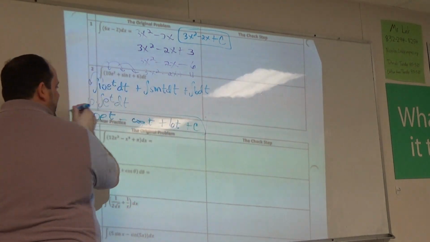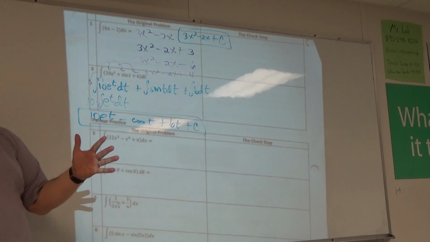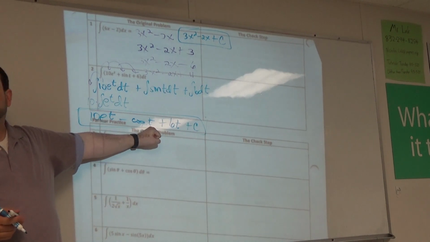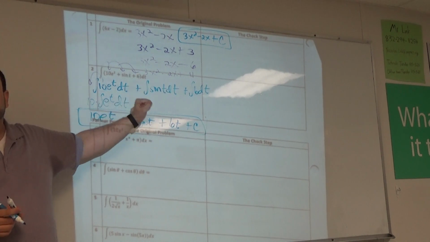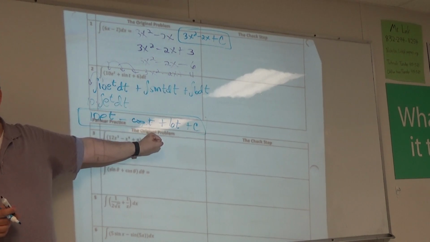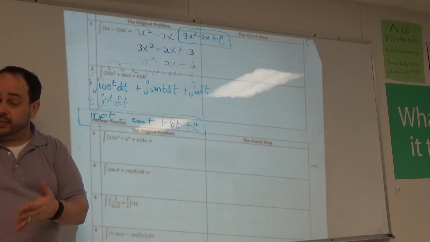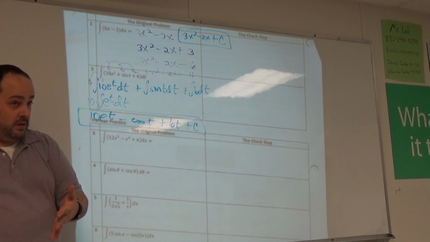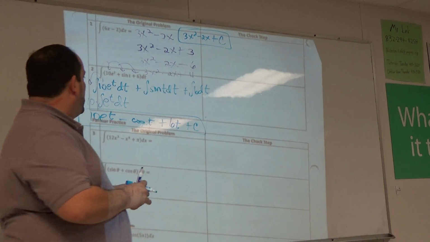Now, just for today and tomorrow, and then we'll stop doing this, I want to see the check step. I want you to show me that you know this answer is right. Just like back in second grade when you first learned how to subtract, and your teacher said, I want to see the check step, and the check step involved adding, right? Because those are inverses. That's what I want to see over here.